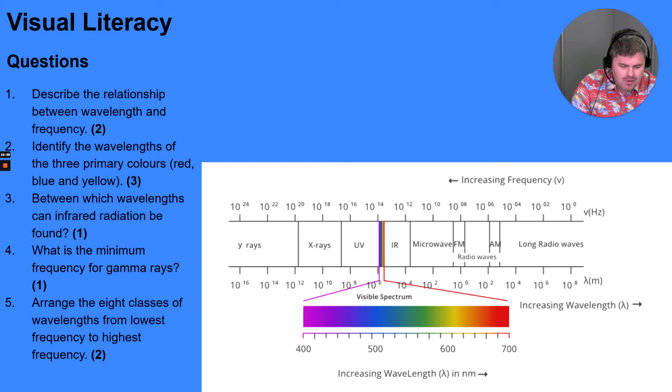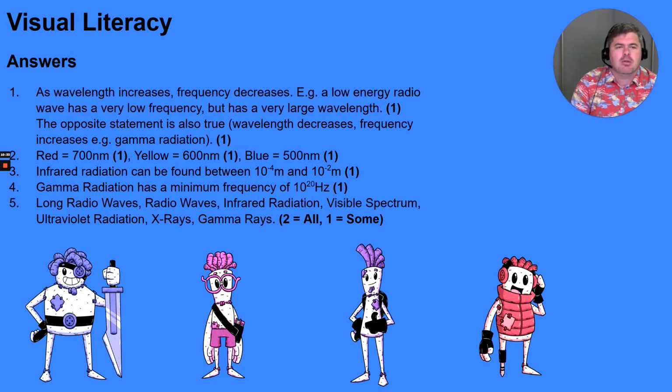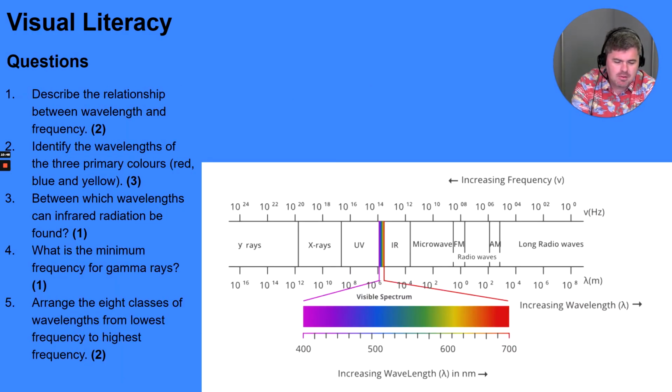And 500 nanometers is pretty close to blue. Now typically, if they want to give a very specific piece of information, they're going to make it much clearer for you. Alright, question 3. Infrared radiation can be found between 10 to the negative 4 meters and 10 to the negative 2 meters. This one you might have struggled with a little bit.